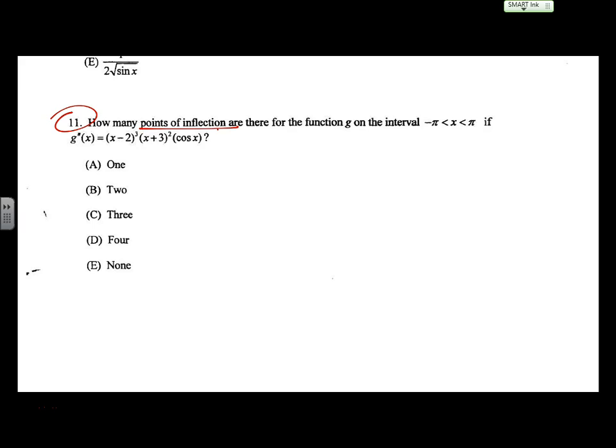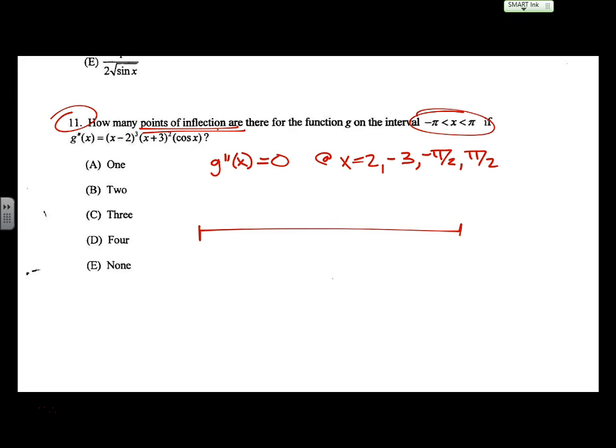So kiddos, how do we figure out points of inflection? Yeah, we find the pips by saying second derivative equal to 0 or DNE, but nothing will not exist in that expression. And that's going to happen at x equals 2, negative 3. When's cosine going to equal 0 in between negative pi and pi? Oh, negative pi to pi. Thank you for seeing that. Negative pi over 2 and pi over 2, negative 90 and 90. So we can go ahead and make a sign chart, starting at negative pi, ending at positive pi.